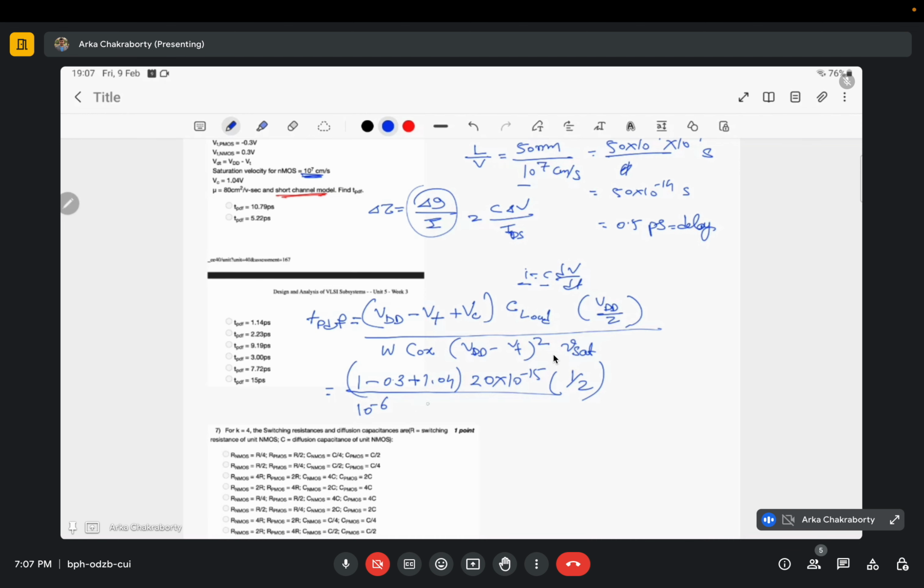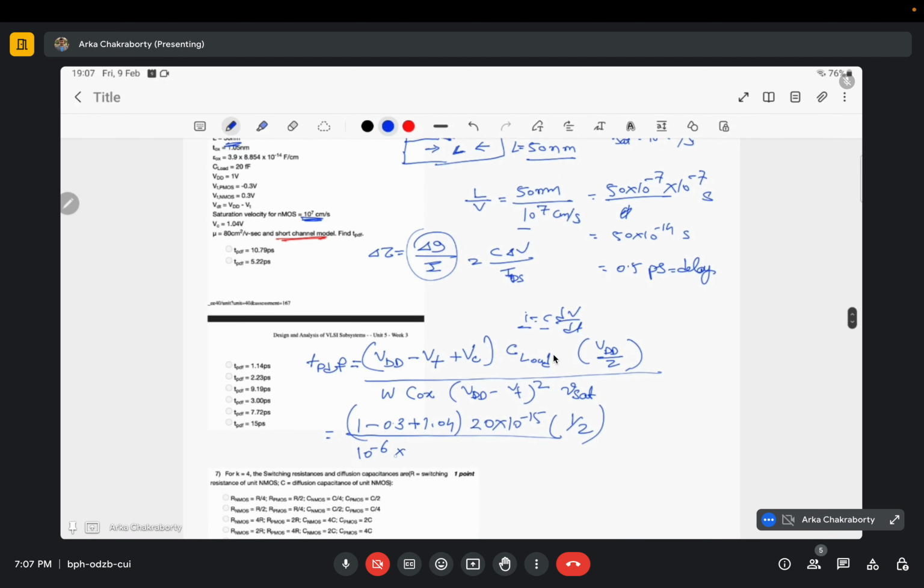Cox is epsilon ox by Tox, 3.9, 8.854, 10 to the power minus 14 F per centimeter, and Tox, let me write in the above part, Tox would be 1.05, 10 to the power minus 7 centimeter. Okay, and Vsat is given as 10 to the power 7 centimeter per second. I hope everything is correct.